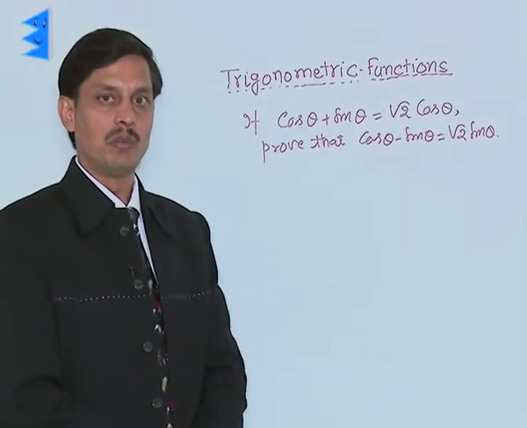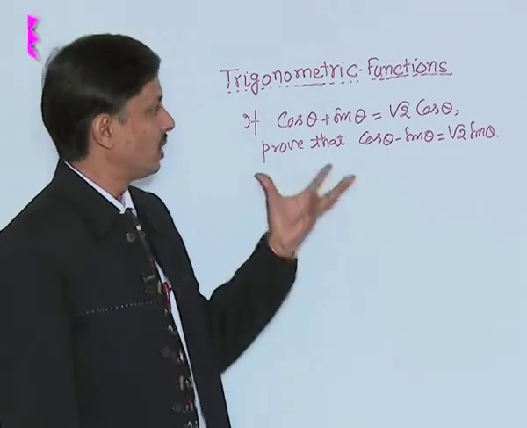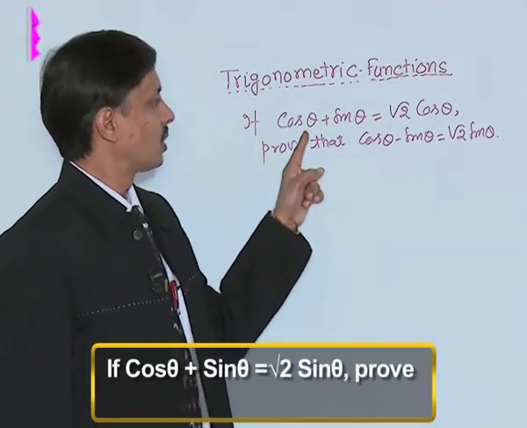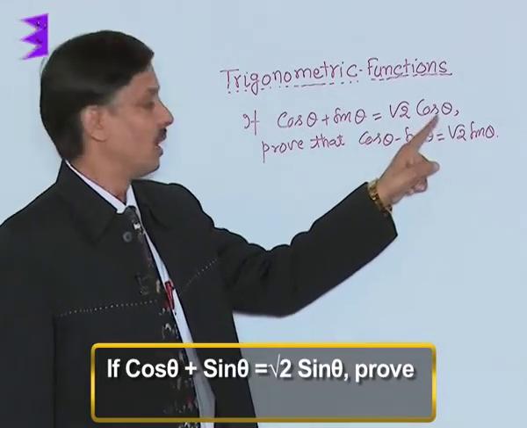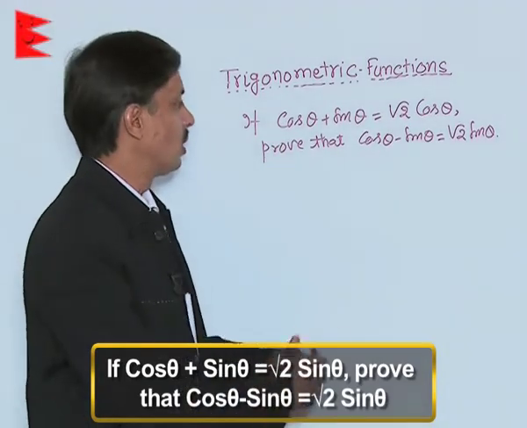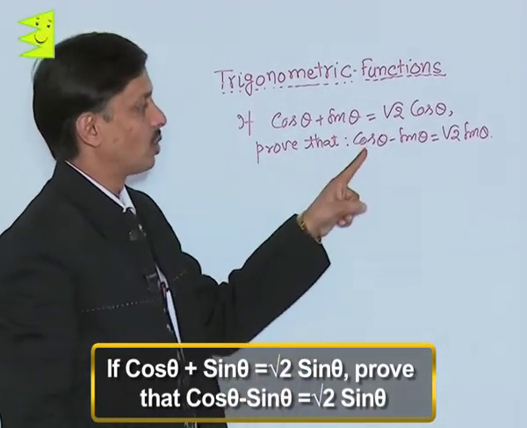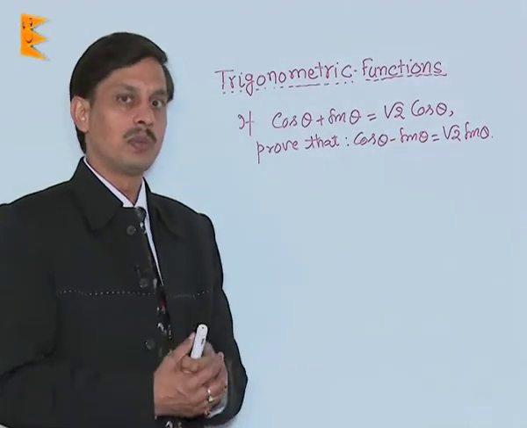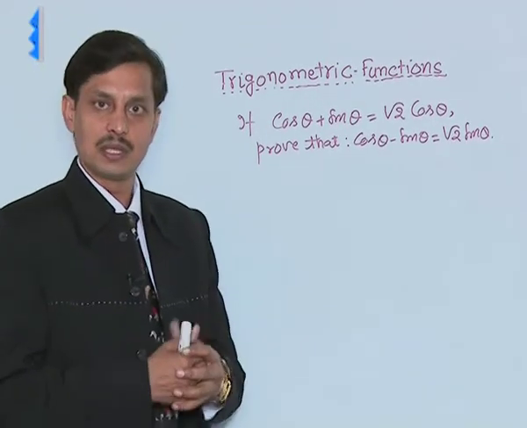Now I want to share with you how to solve one of the identities using something given. That is, if cos theta plus sin theta is equal to root 2 cos theta, then what is the value of cos theta minus sin theta? Or the question can be asked like this: prove that cos theta minus sin theta is equal to root 2 sin theta. This is one of the very good questions belonging to the topic trigonometric functions.